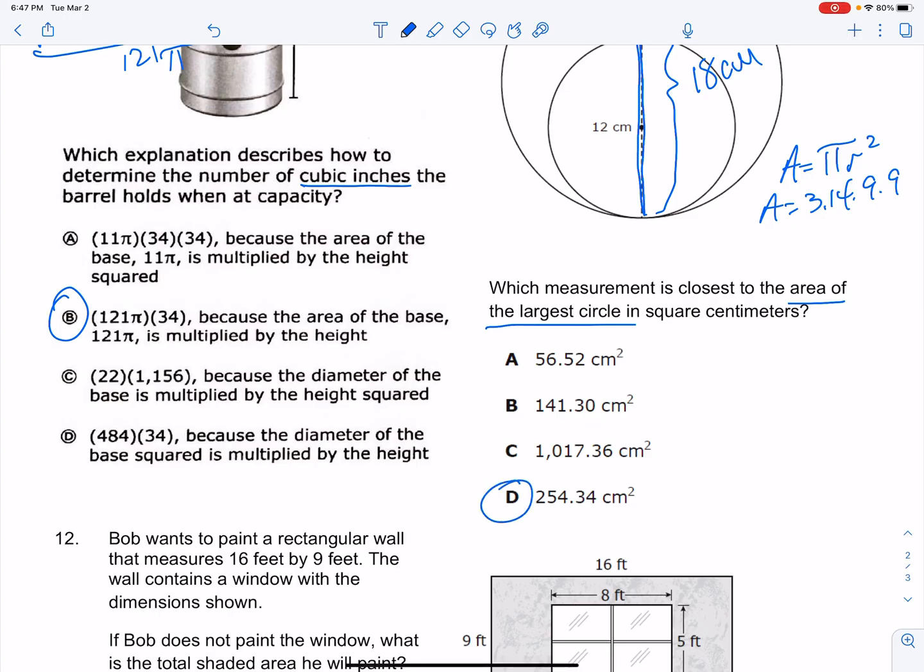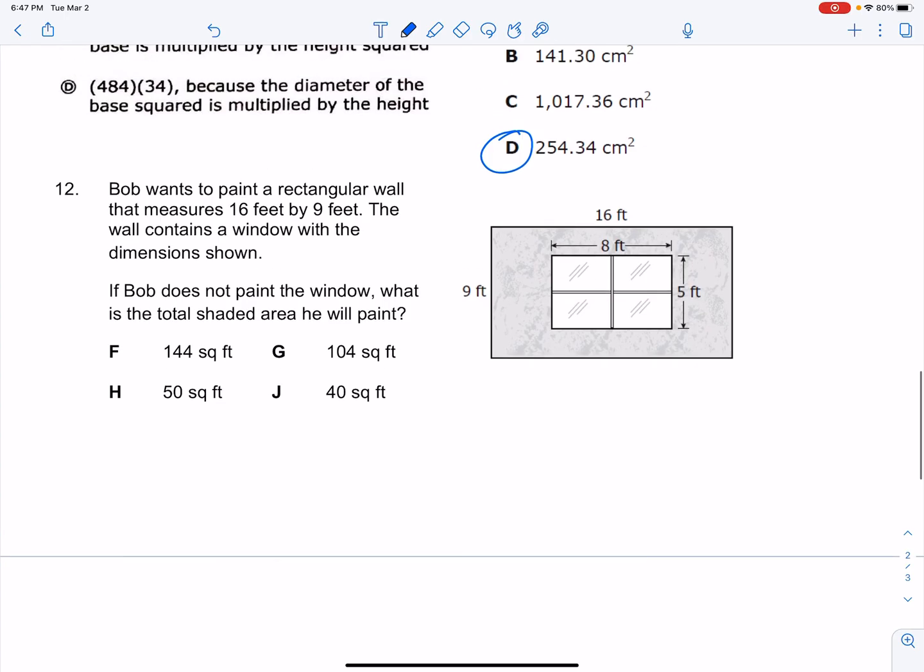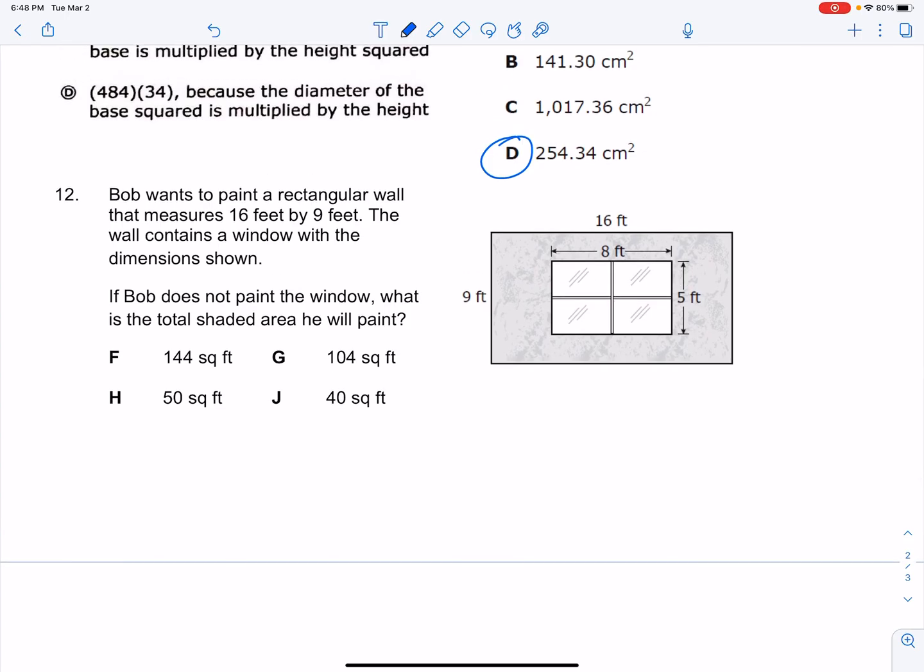Now, number 12, last question on our review. It says Bob wants to paint a rectangular wall that measures 16 feet by 9 feet. The wall contains a window with the dimensions shown. If Bob does not paint the window, what is the total shaded area he will paint? So we've got a wall that is 9 by 16 and a window in the middle of it, and I want to know the area of all of this shaded part. Basically this is kind of like a donut problem, a rectangular donut problem. You're going to find the whole thing and cut out the window.